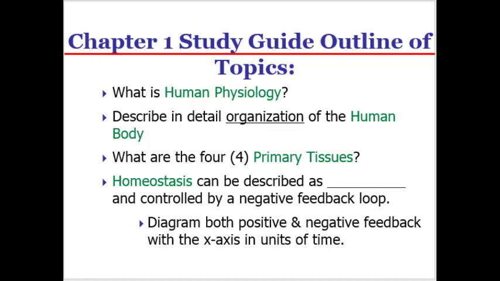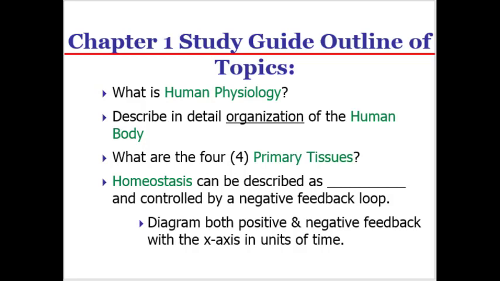Okay, so for your study guide outline of topics, you want to ask yourself, what is human physiology? You want to be able to describe in detail the organization of the human body and be able to tell yourself with some level of description the four primary tissues, be able to recognize them and understand their function. And then finishing off a sentence where you're given a key term that's blanked out.